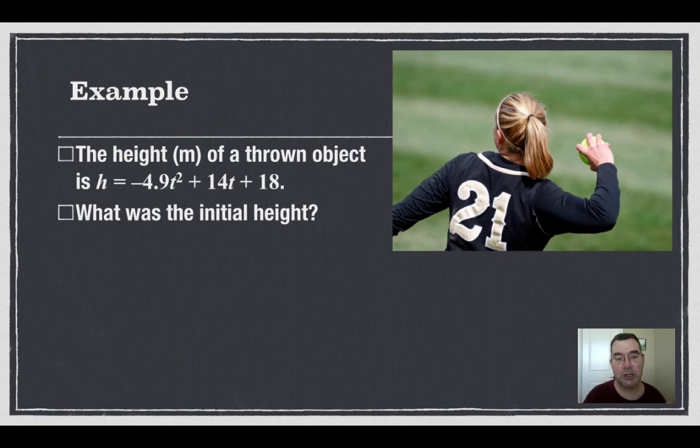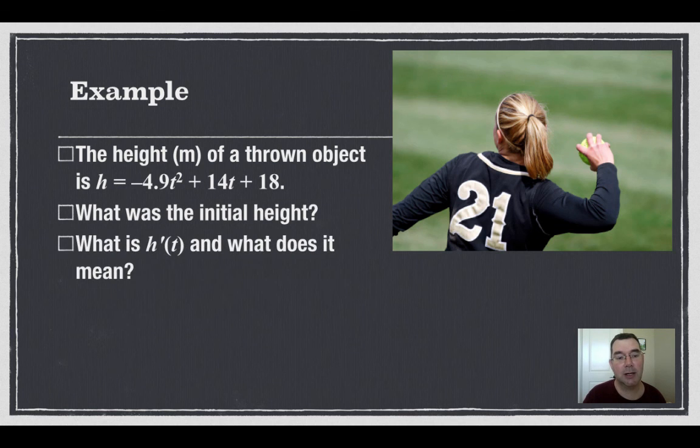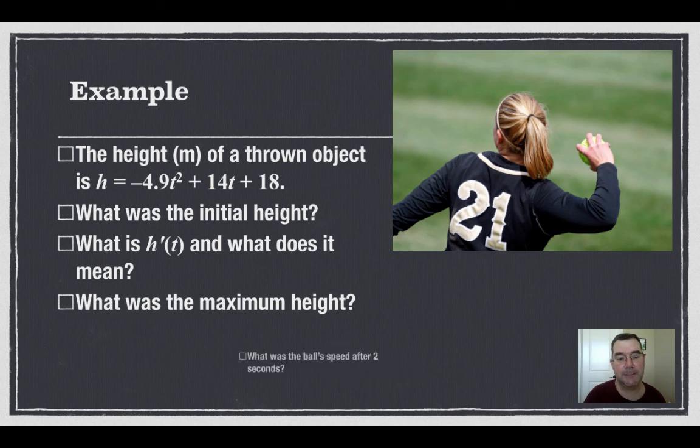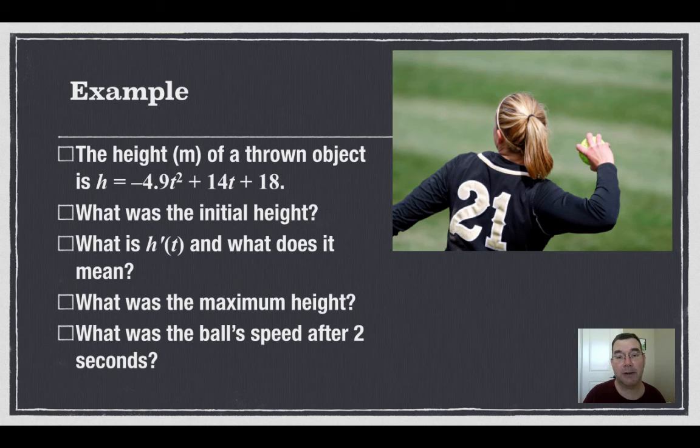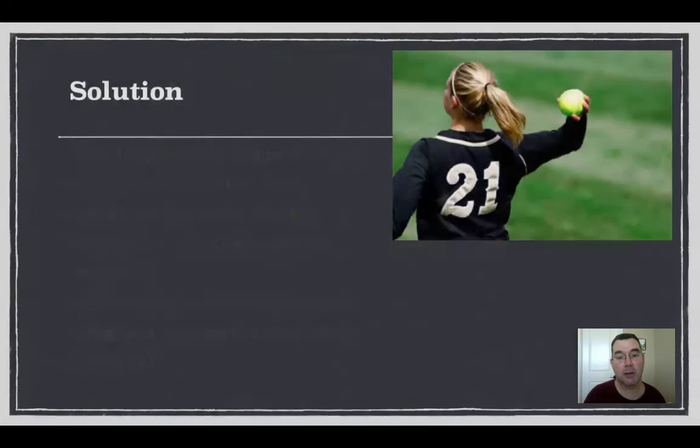Okay, so what was the initial height? Let's figure that out. What is h prime of t and what does it mean? And what was the maximum height? Okay, and we're also going to figure out what the ball speed was after 2 seconds, so using all of that stuff. So here's our solution to that problem.